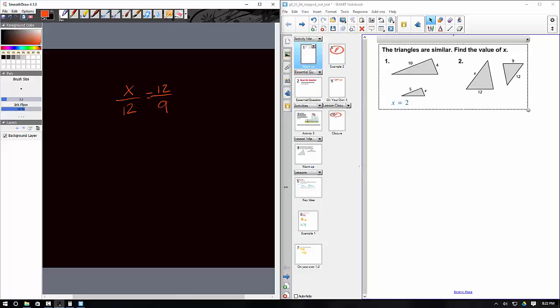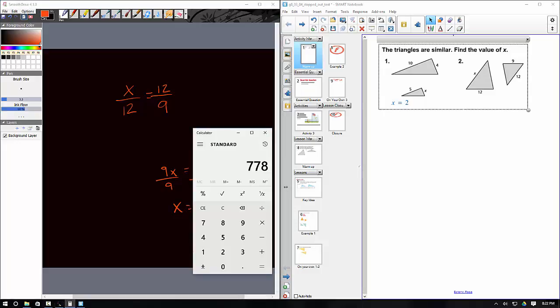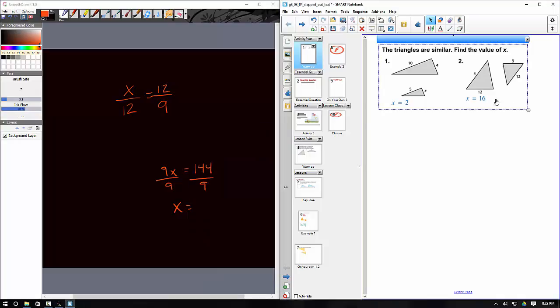And of course, you could do this doing the means and extremes property. So I would multiply it. I have 144 equals 9x. So divide by 9, divide by 9. And x equals, let's just look here, 16. And there we go.